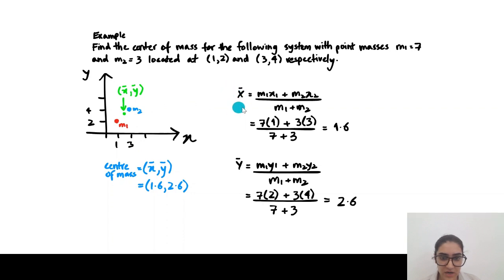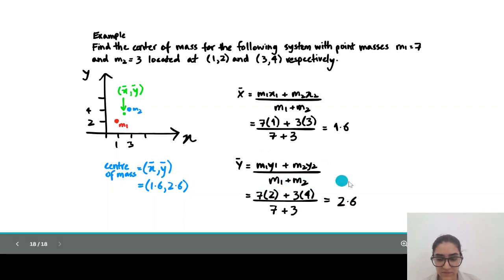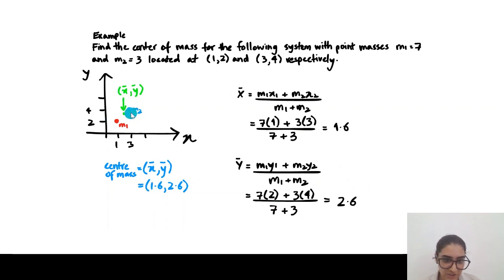Now we'll calculate our center of mass along the x-axis, which is (m1 x1 + m2 x2) over (m1 + m2). This is our total moment along the x-axis over our total mass. This gives us 1.6. Now we'll calculate the center of mass along the y-axis, (m1 y1 + m2 y2), which is our total moment along the y-axis, over m1 + m2. This gives us 2.6. And this is our center of mass for this two-dimensional system right here, x̄ and ȳ, which is 1.6 and 2.6.